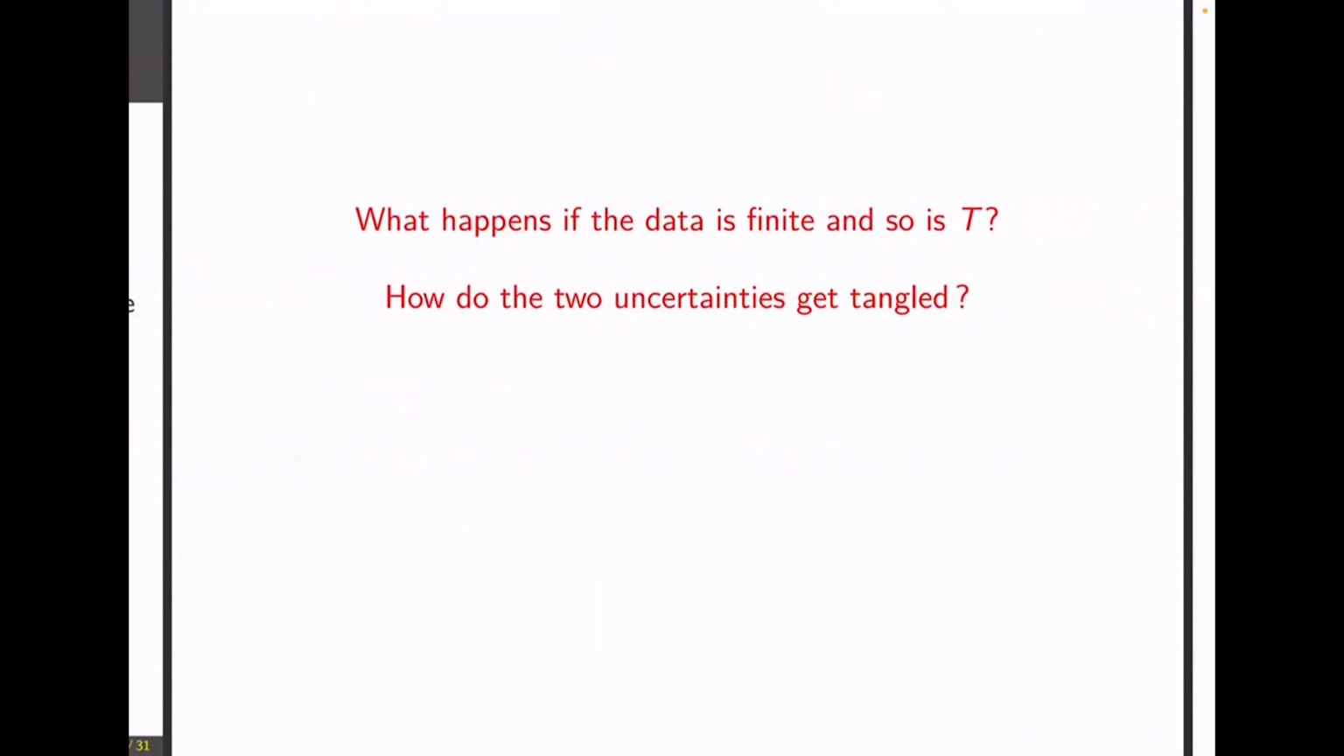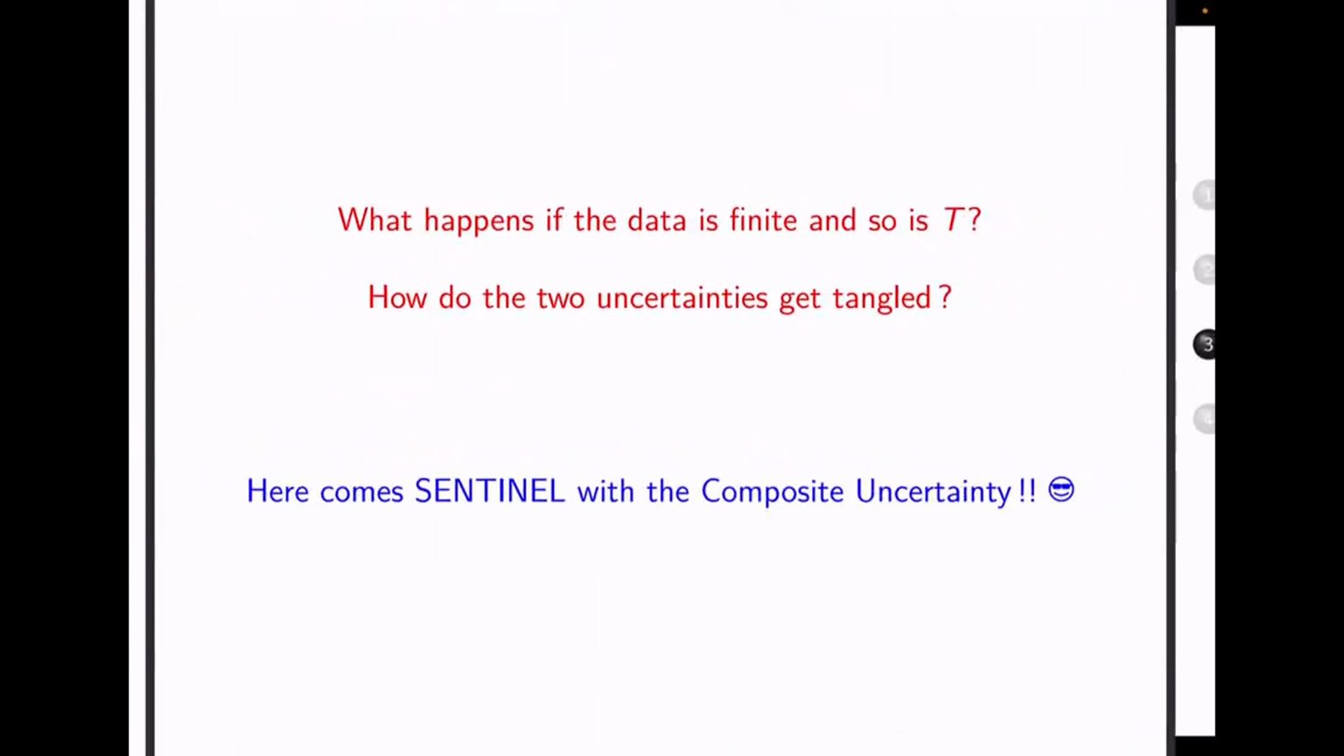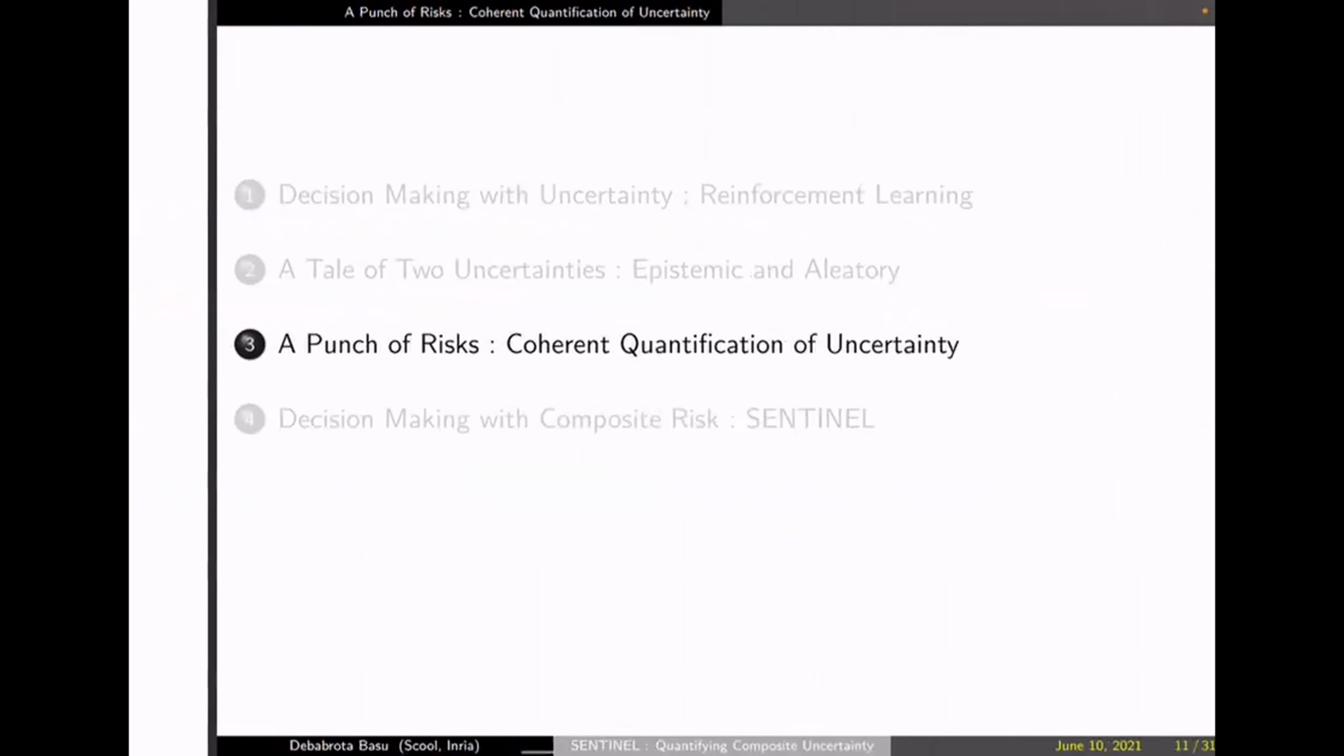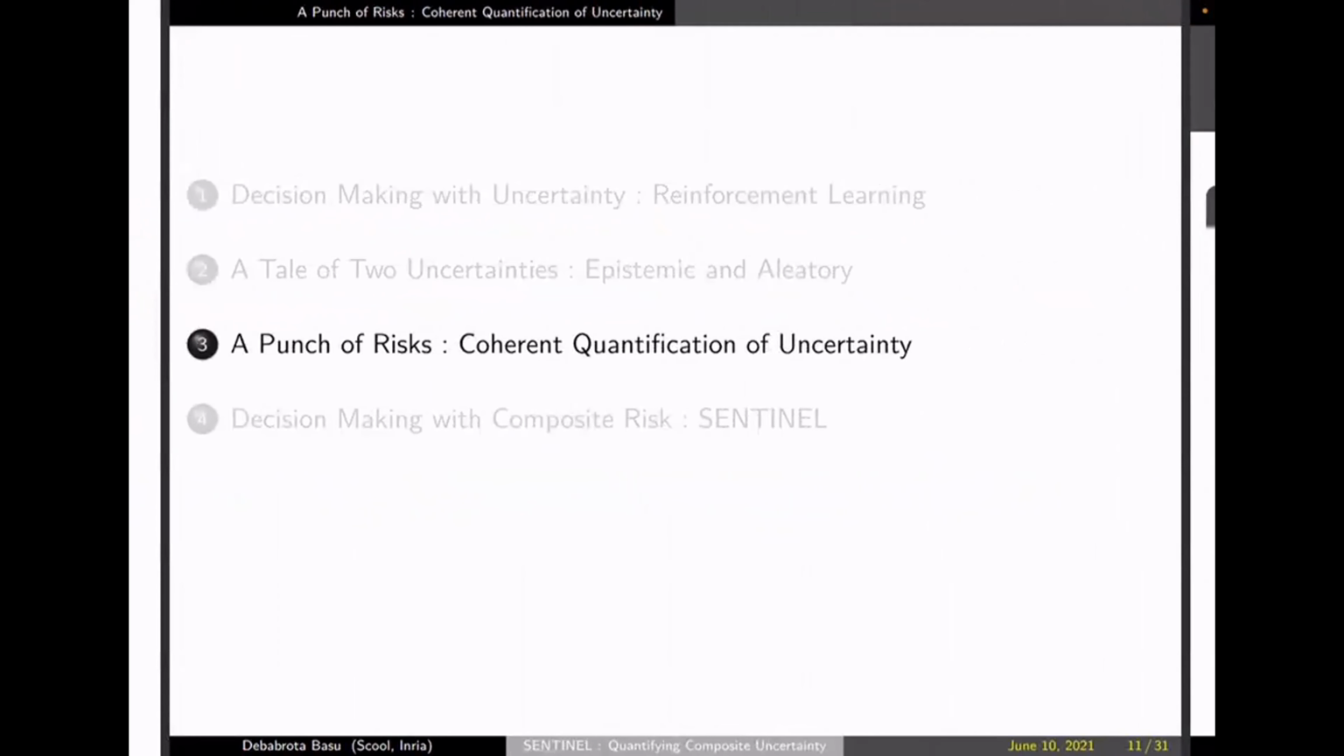For this purpose, we proposed our framework, Sentinel, that comes with this idea of composite uncertainty, and how we can compose these two uncertainties and understand non-asymptotically, because in finite time with finite data, how these two uncertainties react or interact. So given this, I will go to the other part, the risk measures, a bunch of risks that we are going to talk about, and how we can quantify these uncertainties coherently.